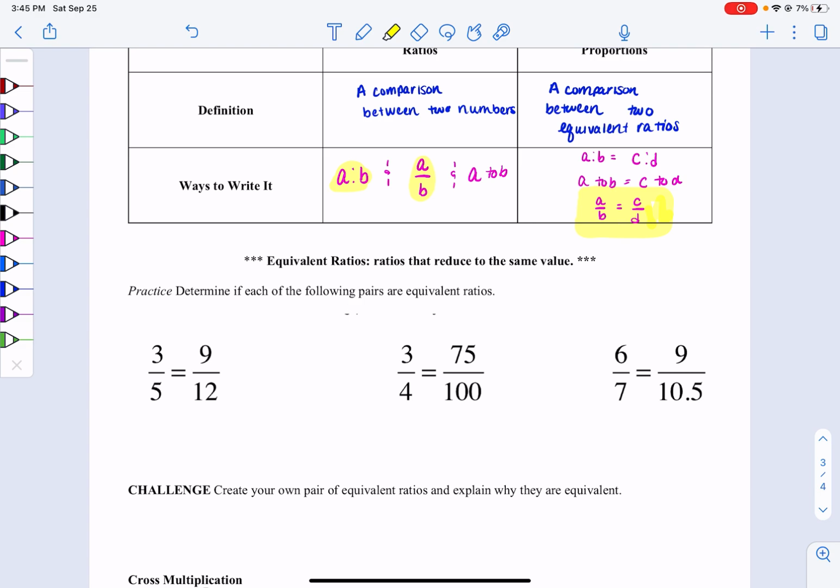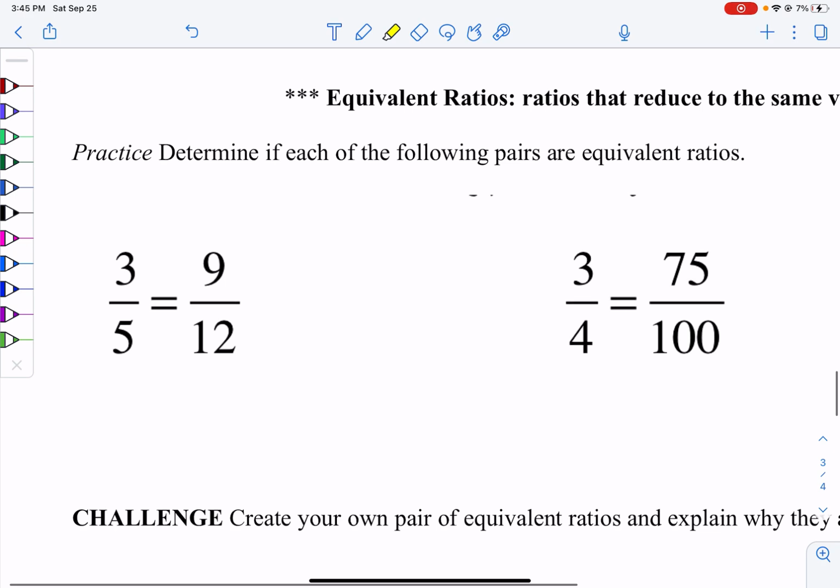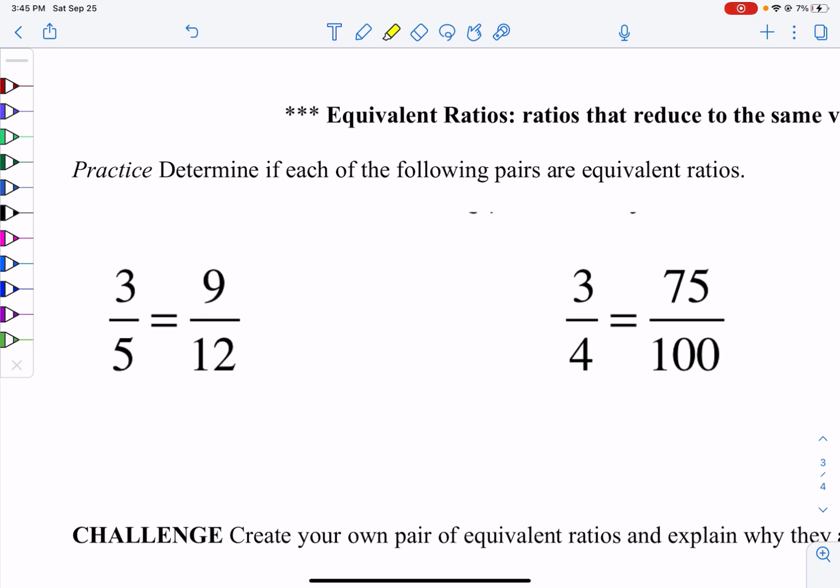So what we're going to do is determine if each of the following pairs are equivalent ratios. It's actually pretty straightforward. All you're doing is cross multiplying. So if I look, I have 3 over 5, and that's equal to 9 over 12. Let's see if they are equivalent ratios.